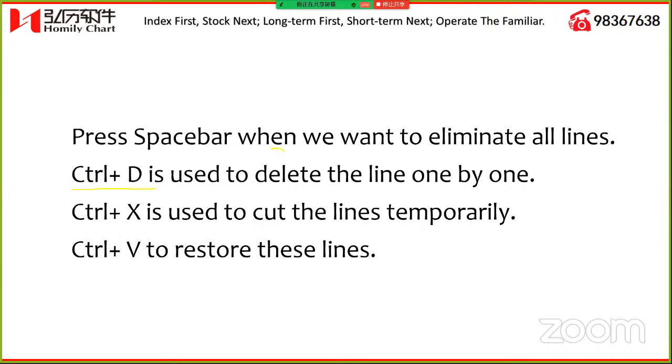Control D is to delete the line one by one. Control X is to delete the line only temporarily, but once you press Control plus V, then you can restore the line. Control D is to delete the line one by one. But if you press space bar, then all the lines in the chart will be deleted. So you can remember these hotkeys. Control plus D to delete the lines one by one. Press space bar to eliminate all the lines. So these two are more common. The Control X or Control V, you can know.